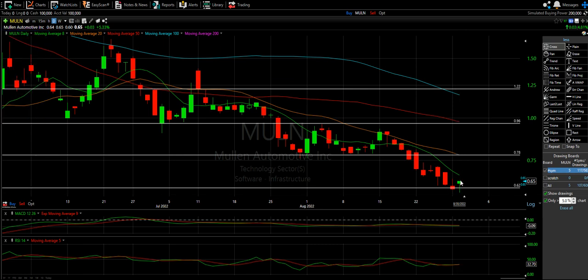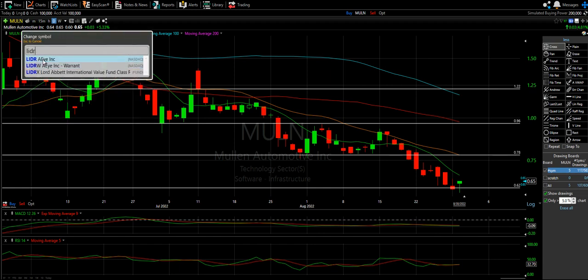So a 70 cent to 78 cent run could be pretty interesting. And that right there is about 10%. So again, a couple different ways to play Mullen. I could see that 68 to 70 range being a little bit of a difficult gap, but that 70 to 78 could be pretty nice.